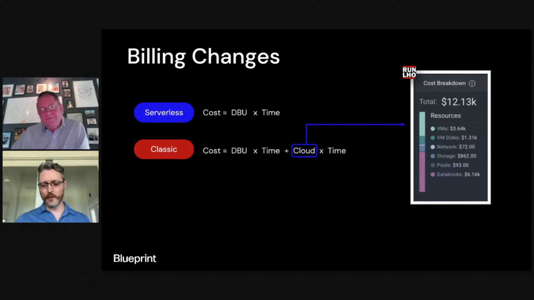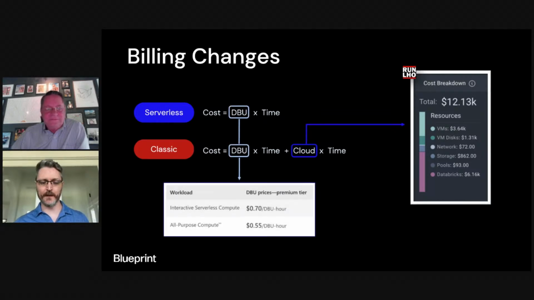But one of the cool things about serverless is that whole cloud piece of your bill in Databricks goes away. That doesn't mean your bill gets reduced by 50%, because the other change here is the DBU rates for these offerings will be different. There's just an example here. Interactive serverless compute is about 70 cents per DBU hour, where classic all-purpose compute is 55 cents per DBU hour.